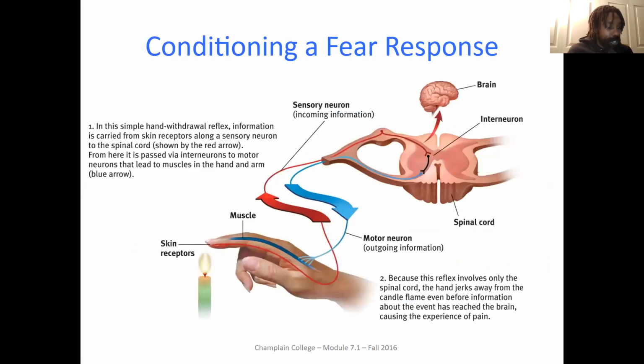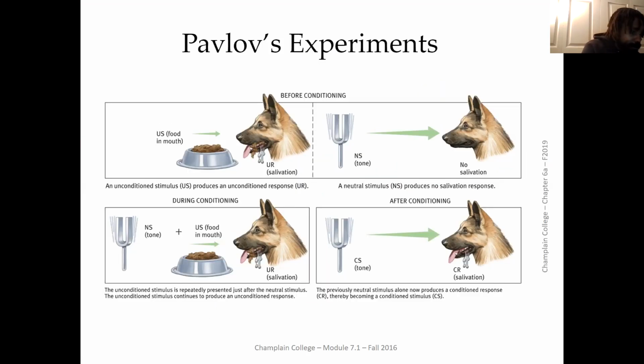Okay, so you'll notice the added points at the bottom. Sorry, I keep jumping ahead of myself. The added points at the bottom. So back to Pavlov's experiments. Since the meat powder naturally results in salivation, these two variables are called the unconditioned stimulus and the unconditioned response.